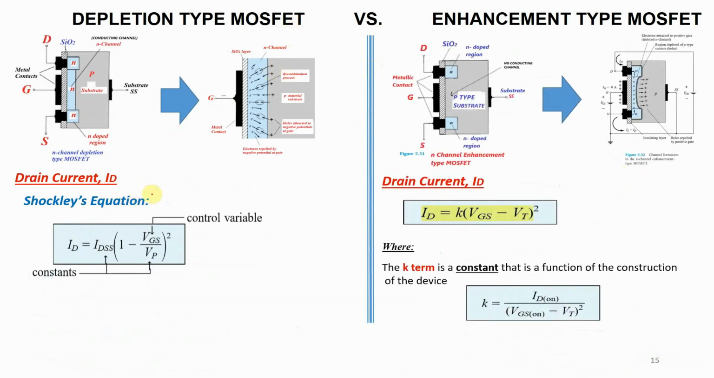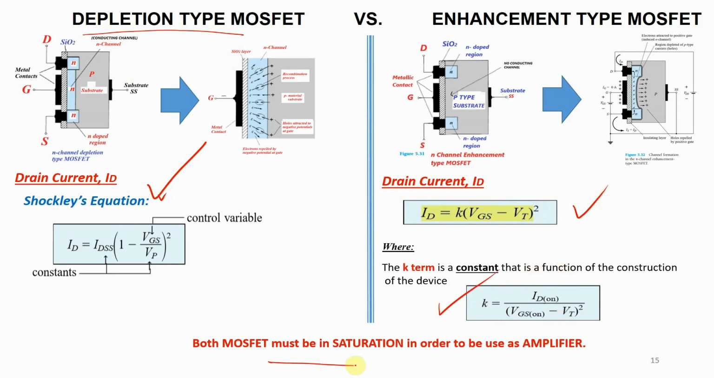Again, this is the related equation for the depletion type MOSFET, the Shockley equation, and this is the drain current calculation. ID is equal to K (VGS minus VT) squared, and K is determined by ID(on) over (VGS(on) minus VT) squared. Both MOSFETs must operate in saturation in order to be used as an amplifier.